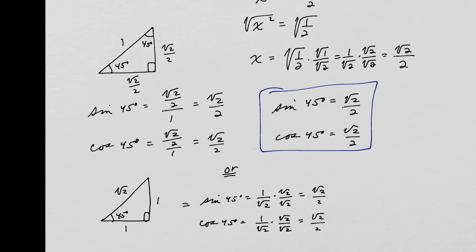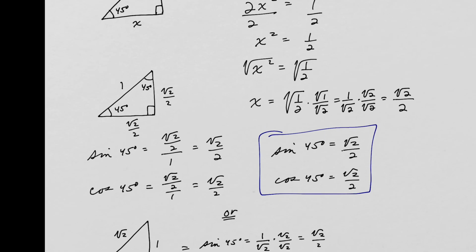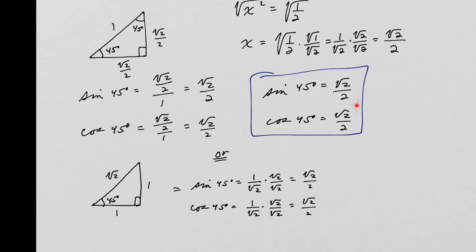So either way, you can memorize this triangle, 1, 1, radical 2, or this one, where the hypotenuse is 1 and the sides are radical 2 over 2. Either way, you get the same result. This is the important result that I boxed in blue here: sine of 45 and cosine of 45 are both radical 2 over 2.